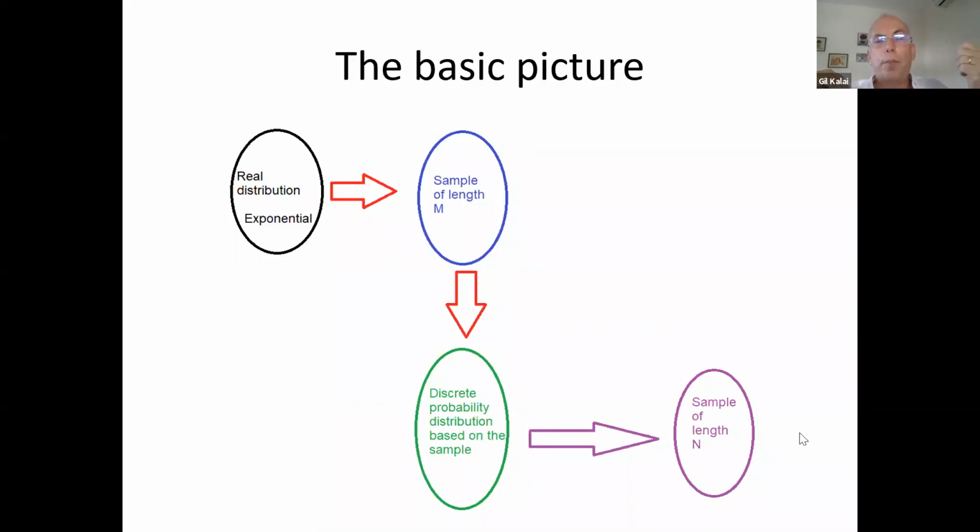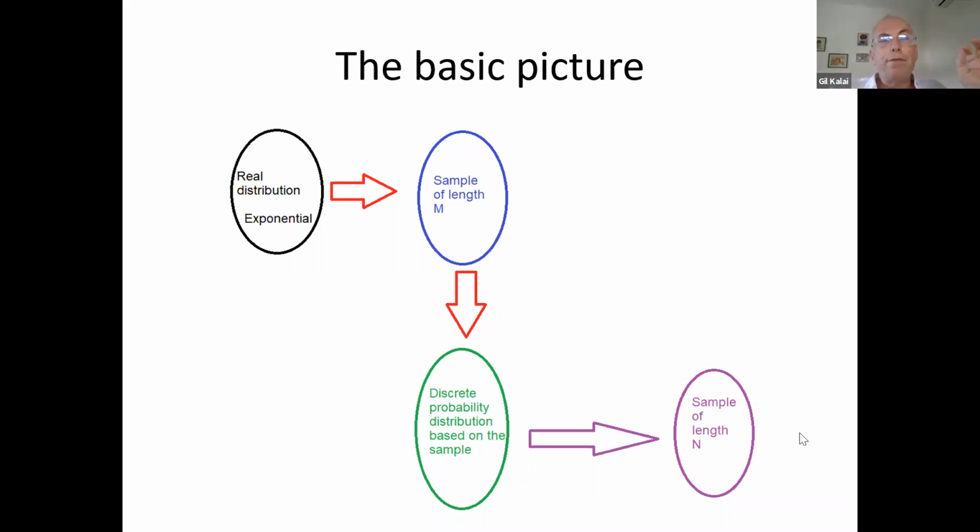This is a discrete probability distribution based on the sample. So we have now a new probability distribution on a discrete space of size m. And then the next step, which is what the Google experiment does, is to take a sample of length n from this probability distribution. So had we a perfect quantum computer and ran a random circuit on it, we would see something fairly similar to that.